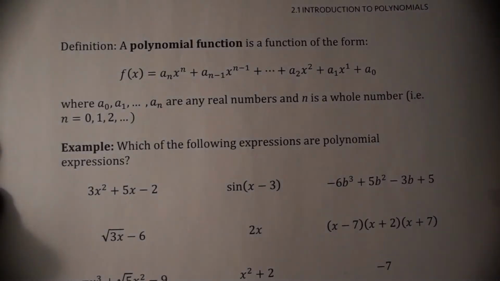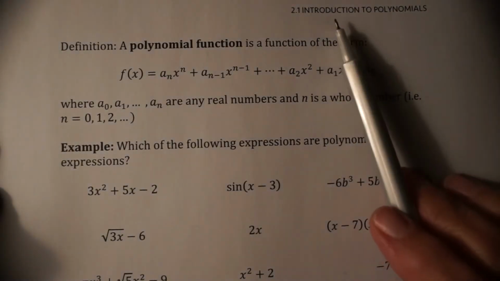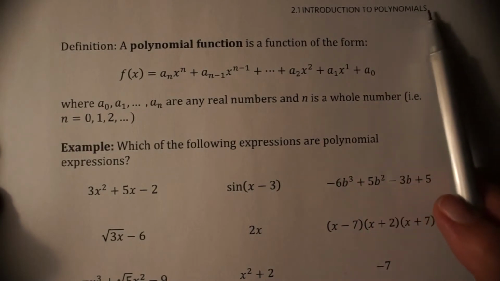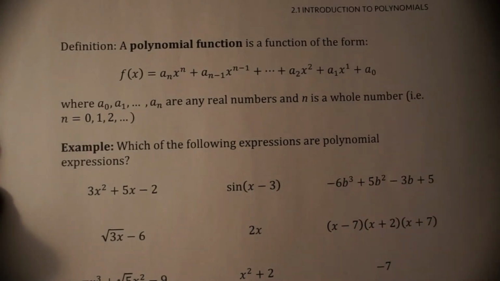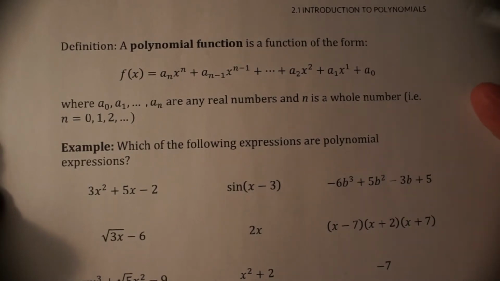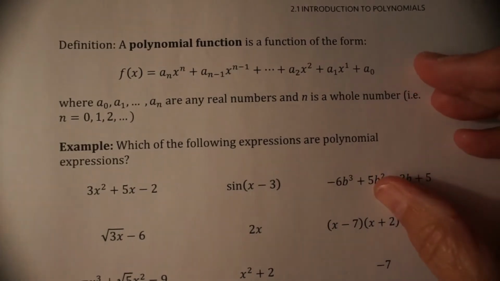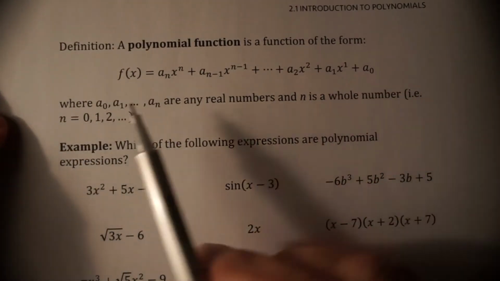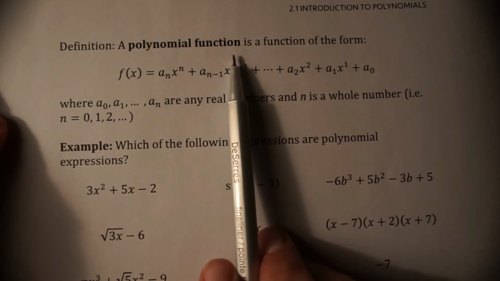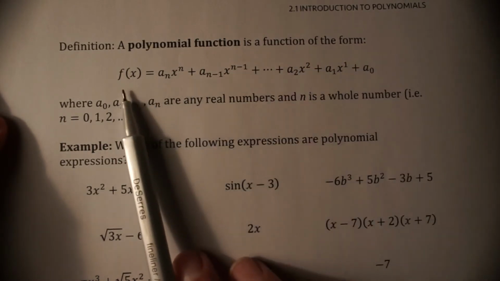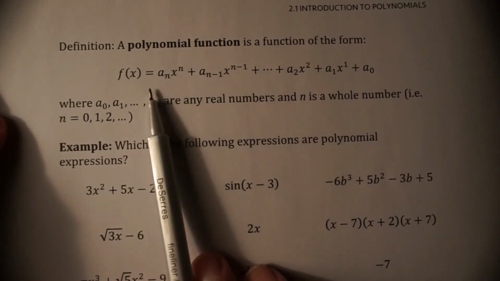Right, so we're starting a new unit, unit number 2, Introduction to Polynomial Functions. Now, we've already used the word polynomial, but what we're going to start with in this unit is to define exactly what a polynomial is. So here's the mathematical definition written right here. A polynomial function is a function of this form, and they say f of x, that's the function notation, equals.